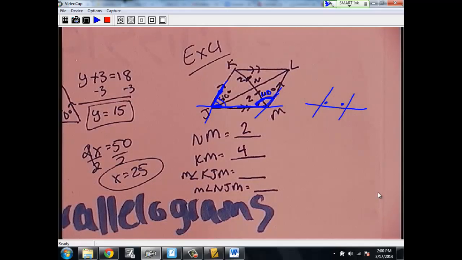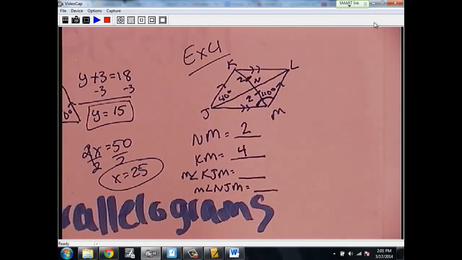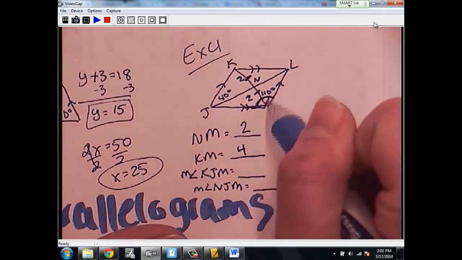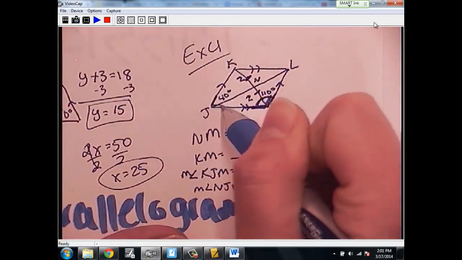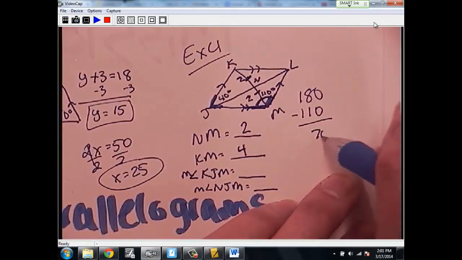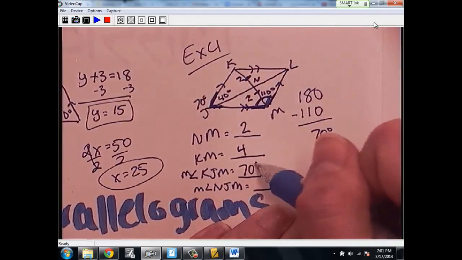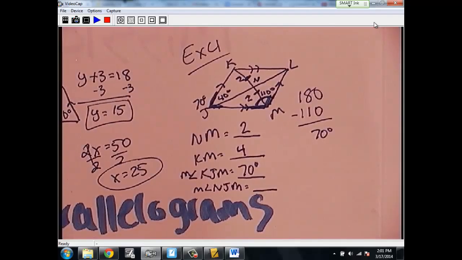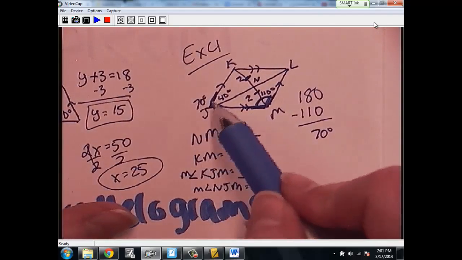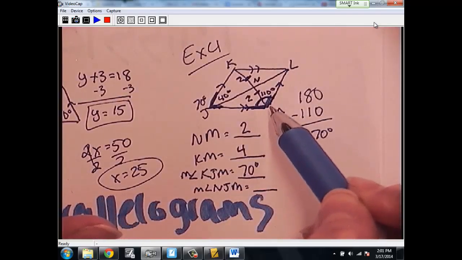Not 80. But how do we find out? So if this is 110, what's this one have to be if they add up to 180? This one is 110. And this one must be 180 minus 110, which gives us 70 degrees. This angle here is 70 degrees. That whole thing is 70 degrees. Fill that in. This whole thing is 70. This whole thing is 110. So 70 plus 110 gives us 180.